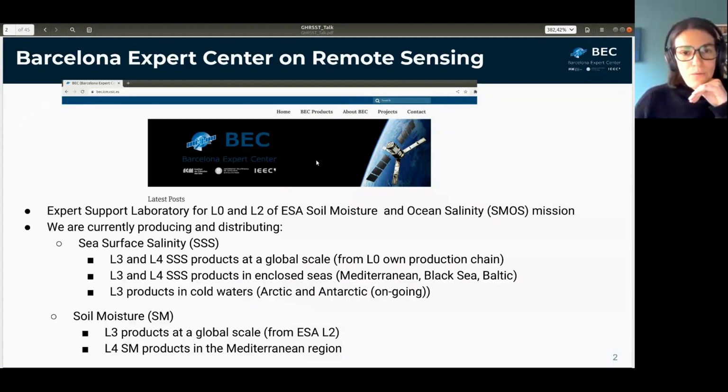It's a working group of the Marine Science Institute, and we are an expert support laboratory for the level 0 and level 2 of the ESA Soil Moisture and Ocean Salinity SMOS mission. And we are currently producing and distributing sea surface salinity and soil moisture products.